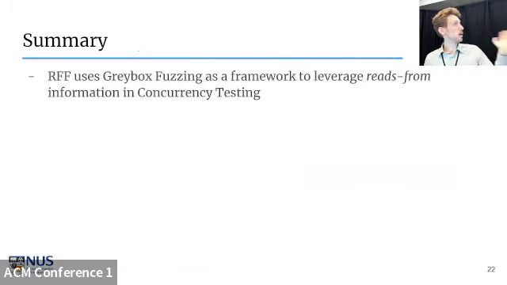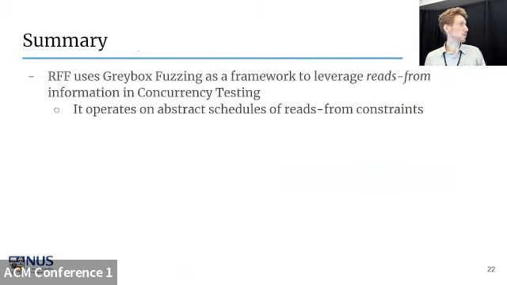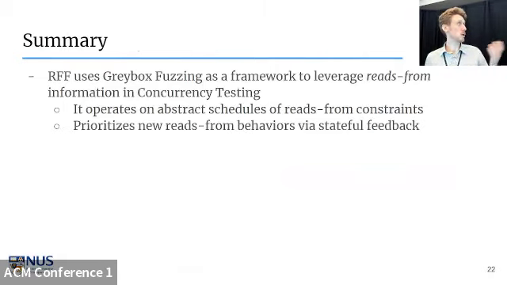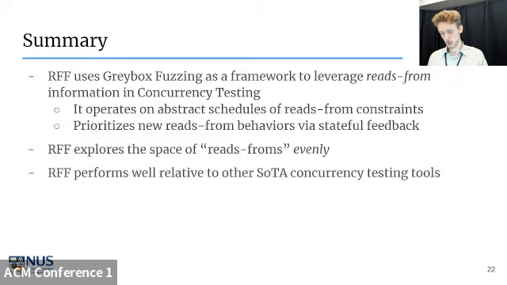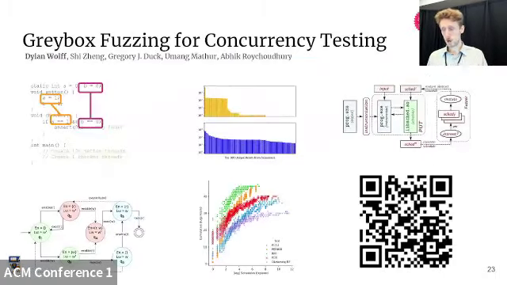So in summary, RFF is using Greybox fuzzing as a framework for concurrency testing and leveraging the reads from relation to do so. It's operating on abstract schedules and prioritizing new reads from behaviors via stateful feedback. It explores the space of reads from evenly, and that's what leads to good performance on the benchmarks in our evaluation. So I hope you'll check out our paper, and I guess at this point, I'll take some questions. Thanks.